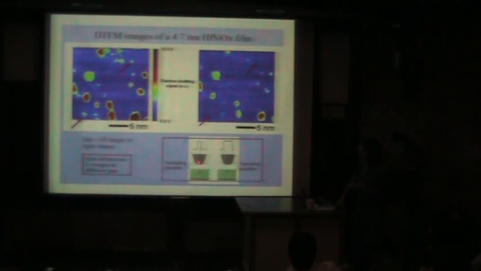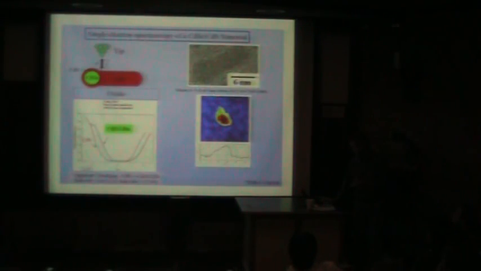That effect is associated with the fact that when you have a state that is deeper, you can only tunnel to it from the very end of the tip, whereas if it's closer, you can tunnel not only from the end, but from some finite radius of the tip, and that changes the apparent size of the image.